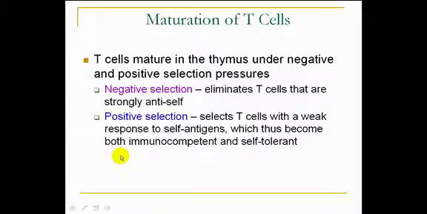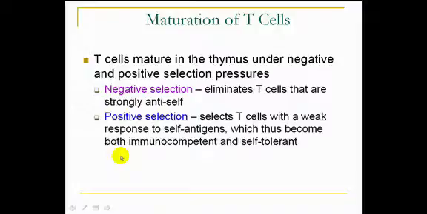So your body could make a receptor that actually recognizes your own tissue. And you don't want that to happen because you don't want to initiate an immune response against your own tissue. So it's a very fine line that the T cells have to walk. They have to be able to recognize your tissue enough, but not too strongly to initiate an immune response. So they undergo tryouts. So there's negative selection, which will eliminate all T cells that are strongly anti-self.